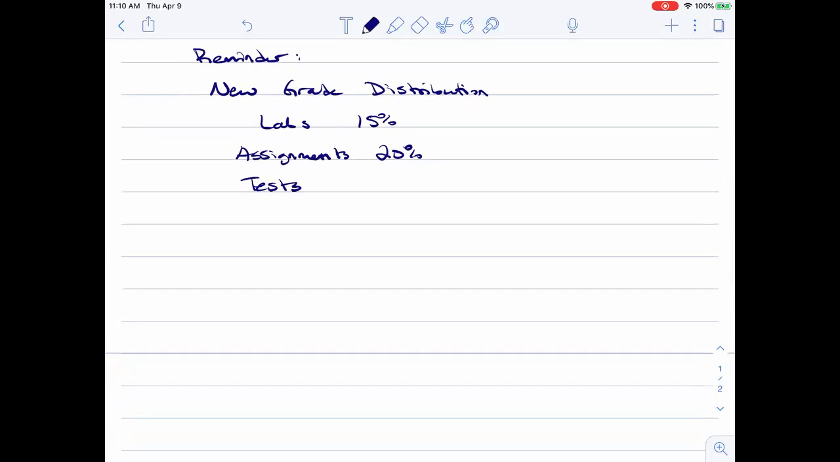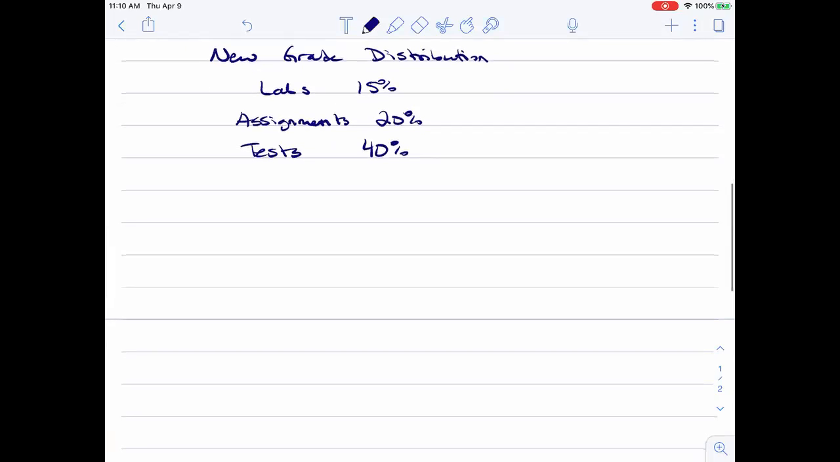Yeah, can't wait. So tests are 40%, so 10% each, of course, and then the final is now worth 25%. So it's worth quite a bit less than it was before. But remember, I opened up the assignments, so I am actually expecting everyone to have a good chunk of this 20%, right?